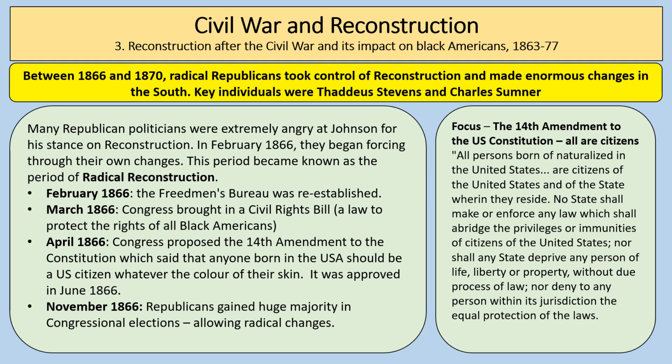Okay, now another really important thing to know is that between 1866 and 1870, radical Republicans took control of Reconstruction and they made enormous changes in the South. The key individuals behind this were Thaddeus Stevens and Charles Sumner. Many Republican politicians were angry at Johnson for his stance on Reconstruction, and what they did is they began forcing through their own changes, and this became known as the period of radical Reconstruction. And this is the time period from 1866 to 1870.